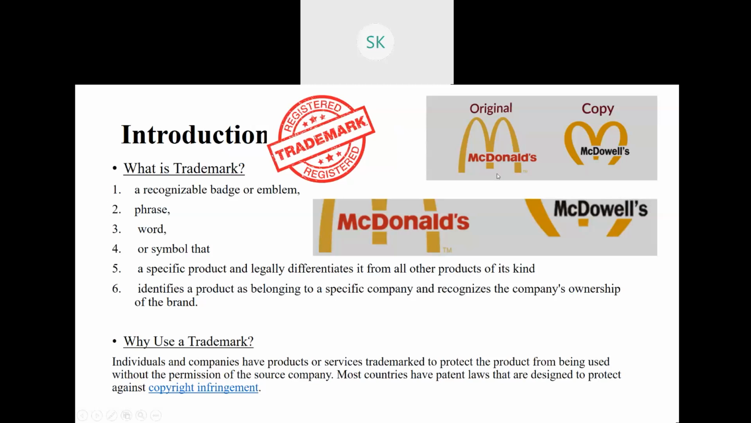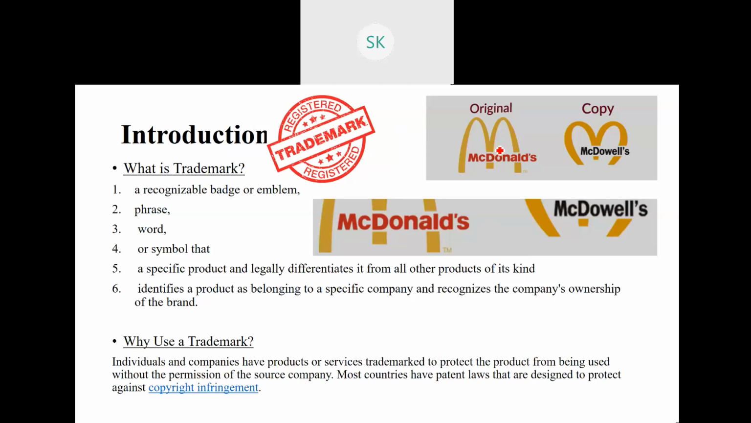In this example we can see McDonald's is a word which is used in the trademark of McDonald's, or a symbol. In this example of McDonald's we can see here this is a symbol used as a trademark. So, what is a trademark? We have seen all the characteristics of trademarks.